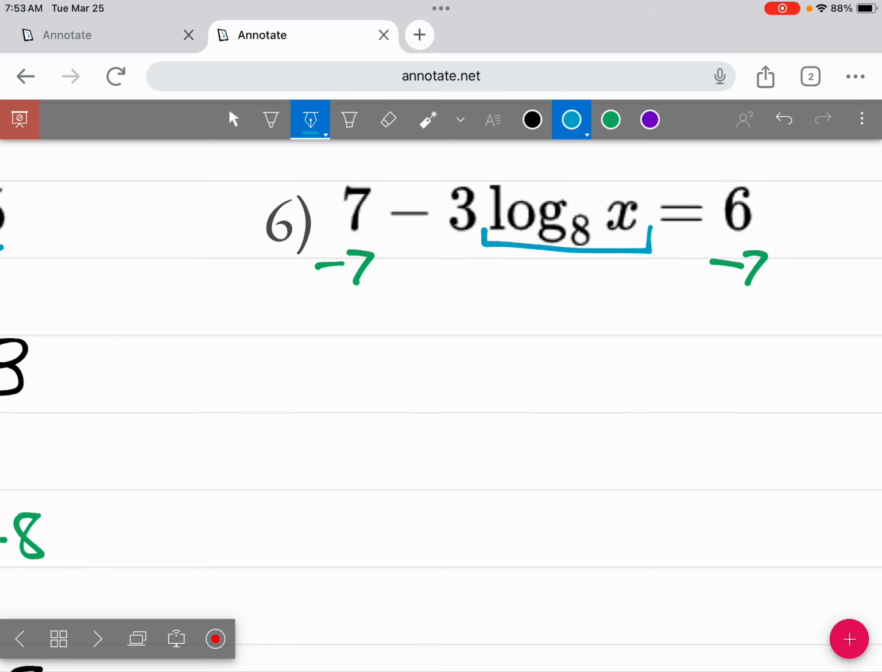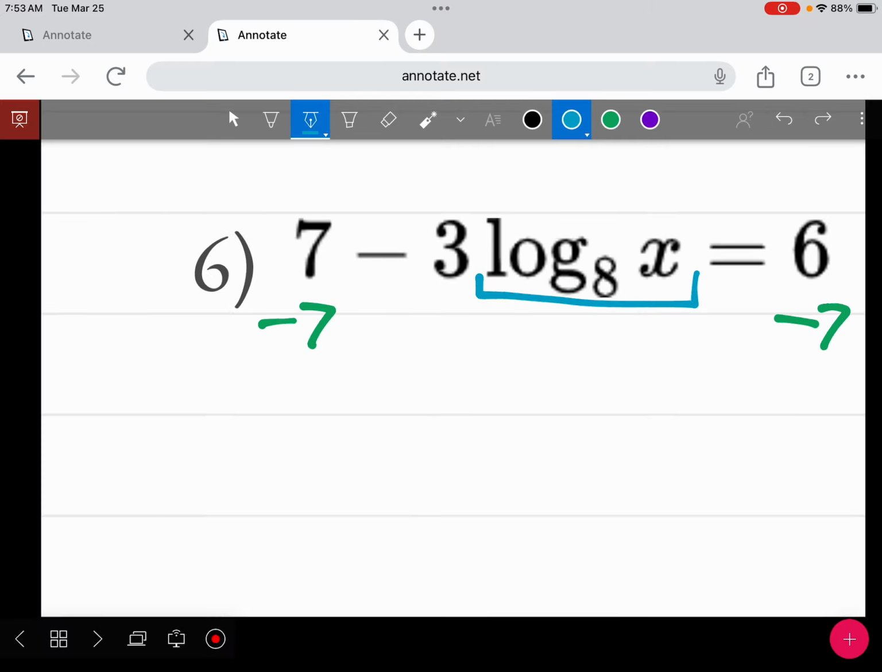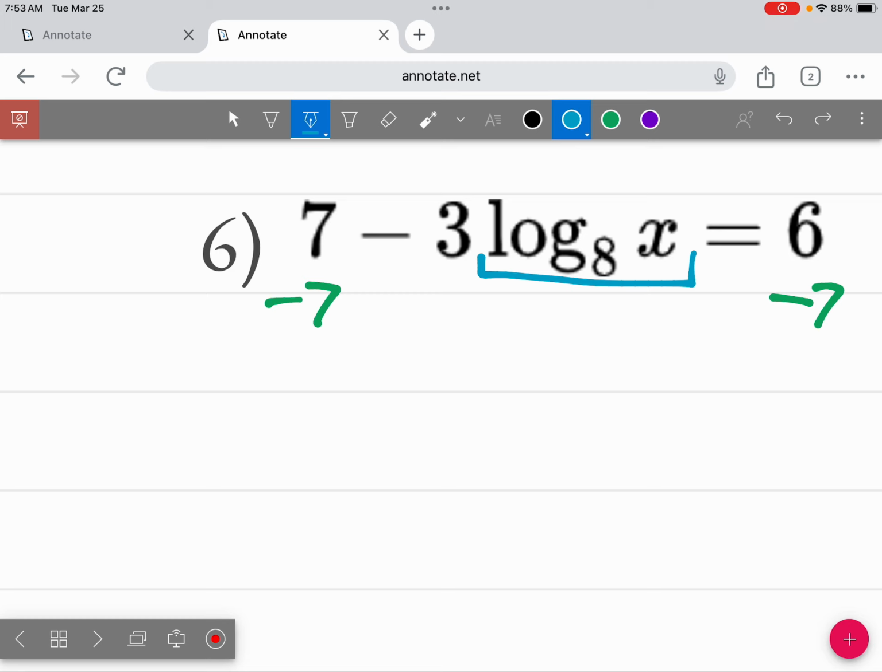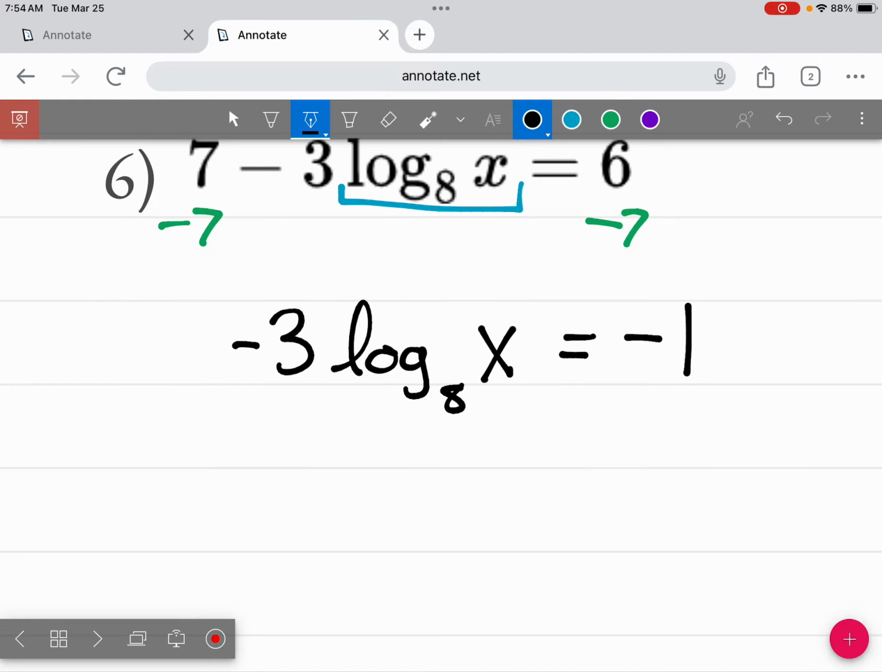So I need to get this guy all by himself. Because this is actually 3 times the log base 8, and order of operations says I can't do my subtraction before I do my multiplication. But I can make my addition and subtraction leave to the other side, where we have our minus 3 log base 8 of x equals 6 minus 7 gives us a negative 1. Then what can we do?